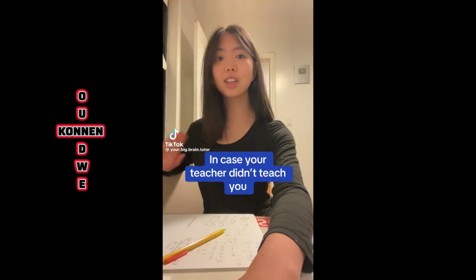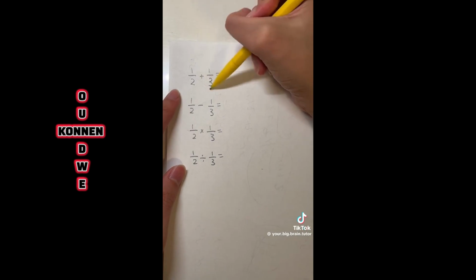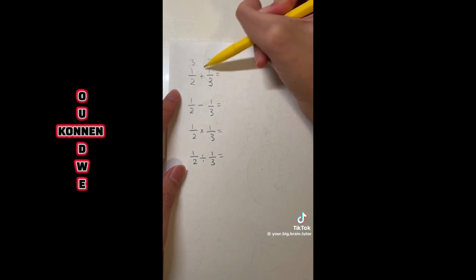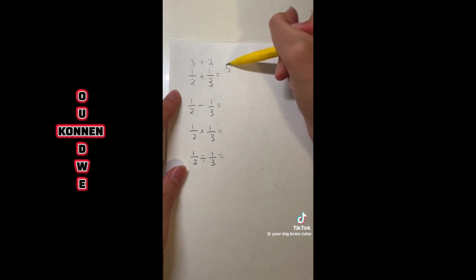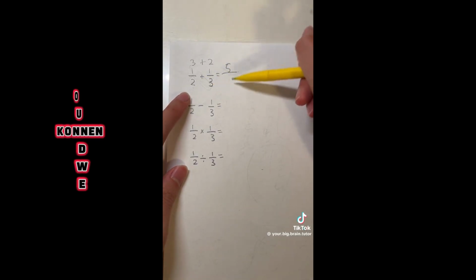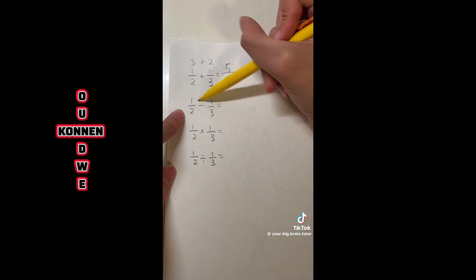In case your teacher didn't teach you, this is everything you need to know about fractions. The first one is adding fractions with unlike denominators. What I do is cross multiply. 1 times 3 is 3. 1 times 2 is 2. Bring up the operation. 3 plus 2 is 5. That's my numerator. And as for the denominator, I just multiply them. 2 times 3 is 6. So that's the sum.